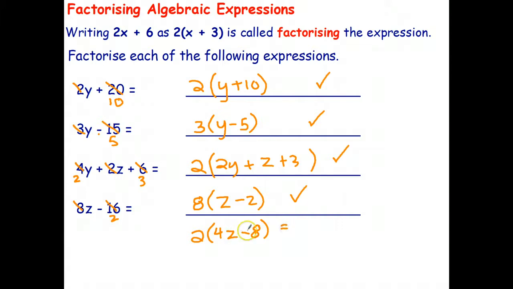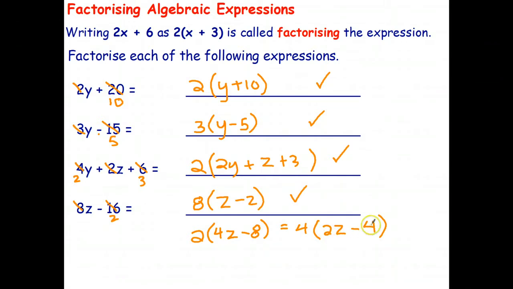And in this case, you can say, oh, I can take out another factor of 2. So 2 times 2, I've now got a factor of 4. 2 times 2z gives me 4z, and 2 times 4 gives me 8. So you might get to that stage.